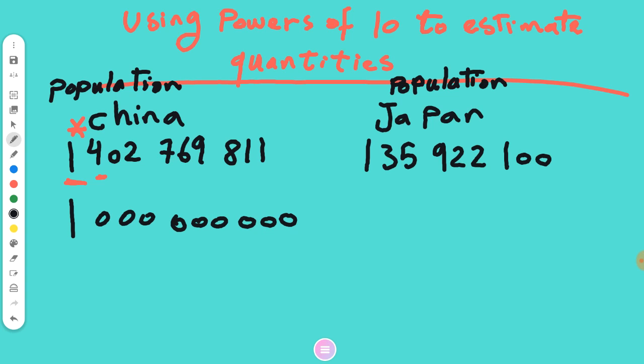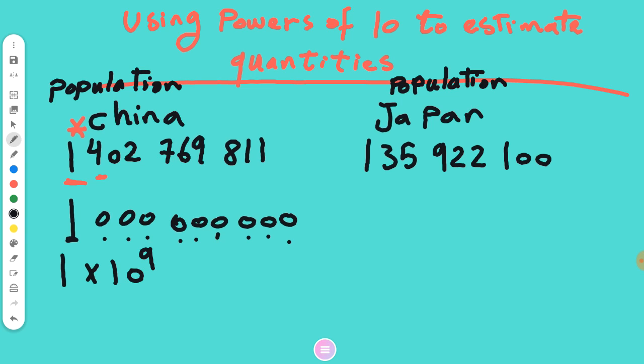Can I write it in a simple way? Yes. How many zeros are here? 1, 2, 3, 4, 5, 6, 7, 8, 9. So I can write it as 1, because here is 1, times 10 to the power 9. This is how to apply the power of 10, okay?